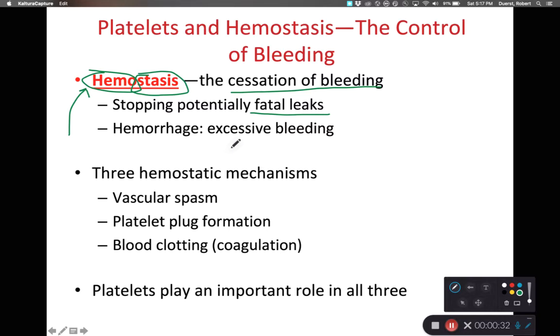And as we're bleeding, there's not a hard and fast definition I could find in terms of the volume of blood you need to lose, but say, in air quotes, if you have excessive bleeding, you are hemorrhaging. As we look at this process of hemostasis, there are three mechanisms: the vascular spasm, platelet plug, and blood clotting, aka coagulation. It's worth emphasizing that platelets, aka thrombocytes, play a role in all three of those mechanisms.